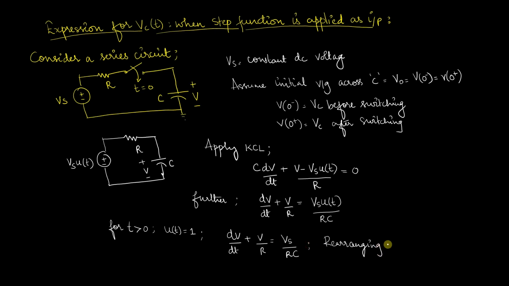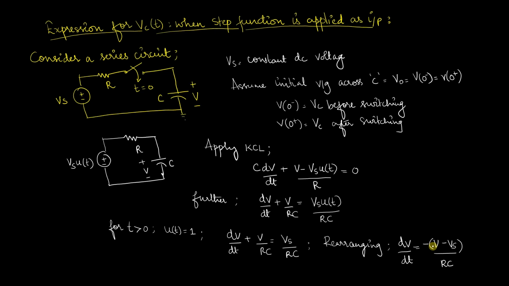Rearranging, dV by dt is equal to minus of V minus Vs divided by RC. I forgot the capacitance here, because when I bring this towards the right hand side, it gets multiplied to both the terms. So here it is R into C, here into R into C. So this becomes minus of V minus Vs, because this will otherwise be plus.